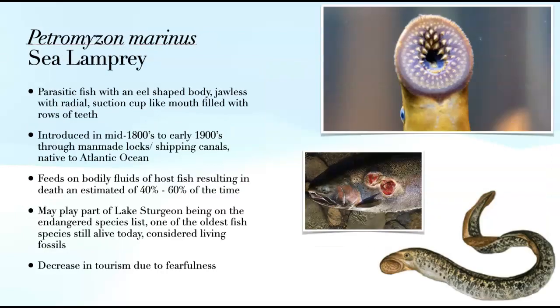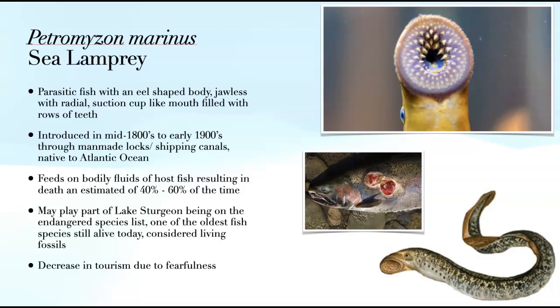Finally is the sea lamprey. They are a parasitic fish with an eel-shaped body. They have no true jaw, and they have a radial suction cup-like mouth filled with rows of teeth. They were introduced into the Great Lakes in the mid-1800s through early 1900s, and due to man-made locks and shipping canals, they, being native to the Atlantic Ocean, were able to bypass the natural barriers.